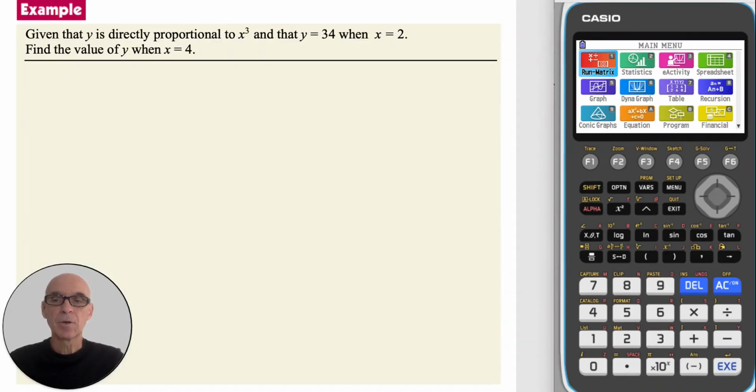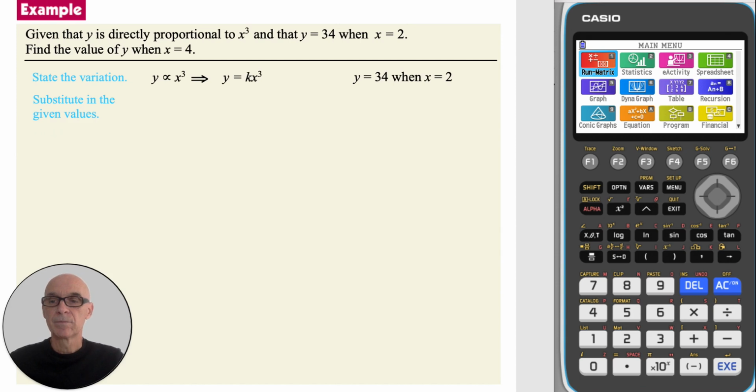In this question, we're asked to find the value of y when x is equal to 4. We start by stating the variation, and since we're told that y is directly proportional to x cubed, this leads to the equation y equals k times x cubed. Substituting in the given values, which are 34 and 2, and remembering to cube 2, and then rearranging the equation gives k equals 4.25.